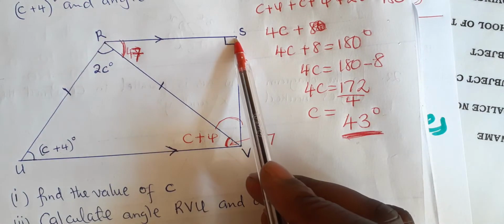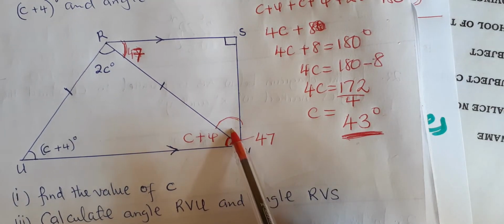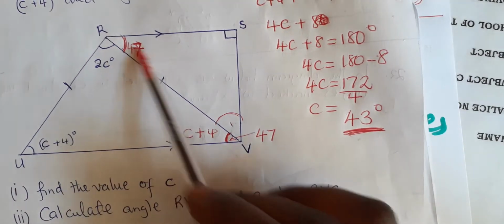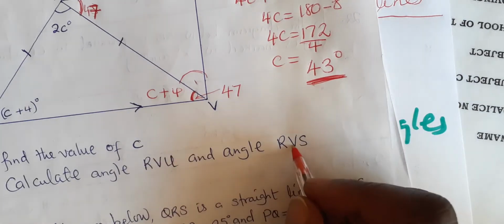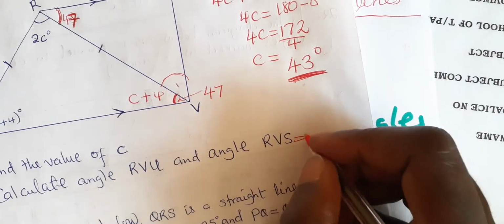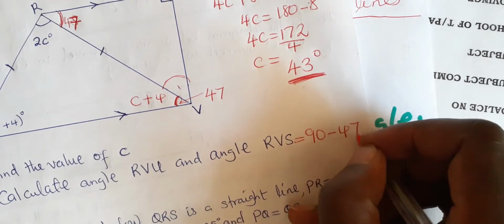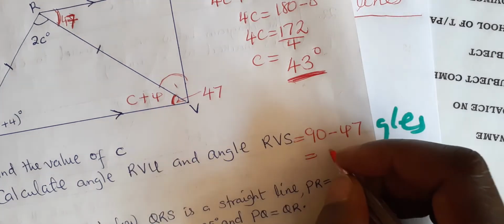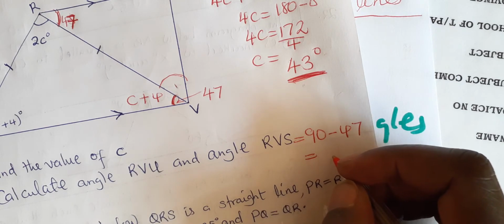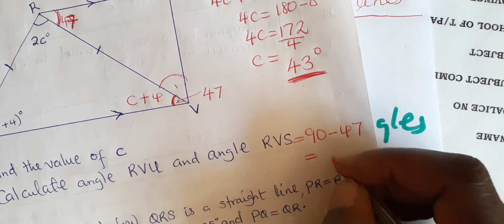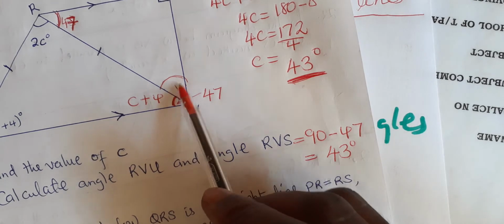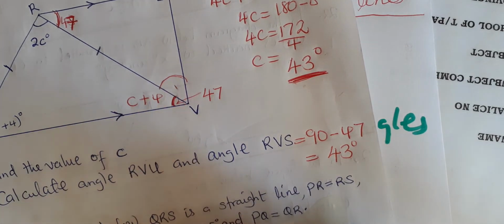This one is 90. So, which means that this angle here and this one must give us 90. These two. We already have 90. So these two must also give us 90. So this angle here, which we want, is equal to 90 minus 47. What do we get? 90 minus 47. This is going to give us what? 43. So this angle here is 43.